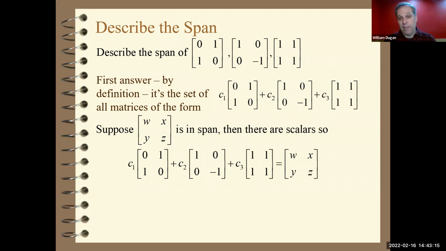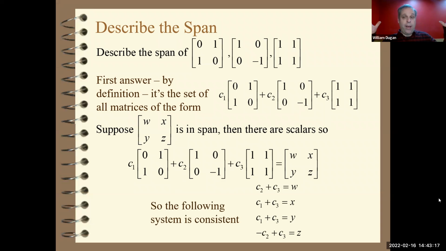Just like before, the left-hand side you can condense down into a single matrix. The two matrices then have to be equal. That gives you these equations all over again. But this time, the right-hand side has unknown values, W, X, Y, and Z. That's okay. We're going to do the exact same thing I did before. That system must be consistent because we're assuming that the matrix W, X, Y, Z is in the span. So there must be a linear combination that adds up to it. So the scalars must exist. C1, C2, and C3 must be numbers so that all those equations are true. So the system is consistent.